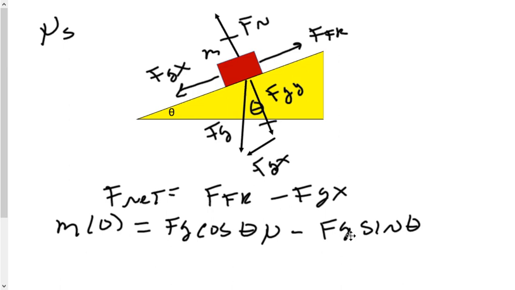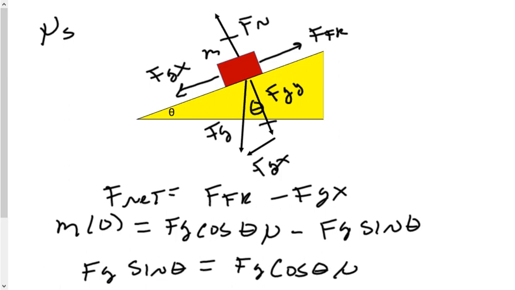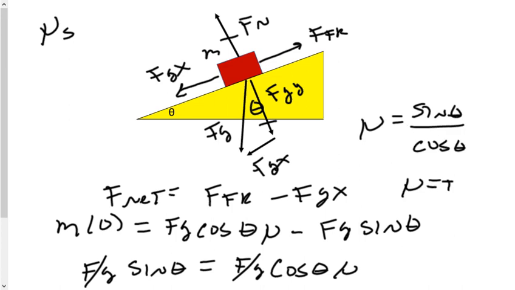Well, I can take this one to the other side, and I'm left with force gravity sine theta equals force gravity cosine theta mu. And our force gravities will cross off on both sides. Solving for mu, mu is then going to equal sine theta over cosine theta. Or mu is equal to tangent theta.